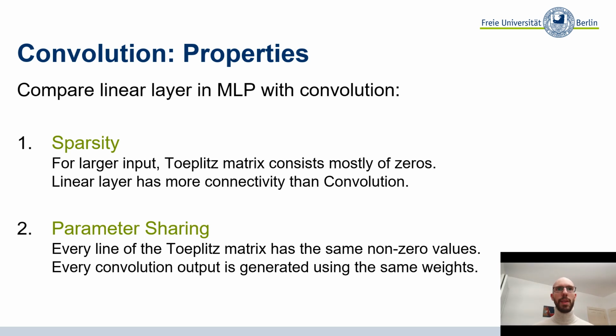And the second difference that we notice is parameter sharing. On the mathematical description level, every row of the triplets matrix has the same non-zero values, while in linear layers this is not the case. And on the connection or neuron description level, every convolution output is generated using the same weights. For linear layers, this is not the case. So Y1 has different weights than Y3.